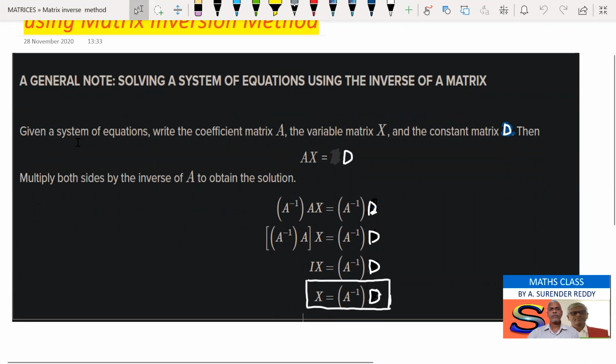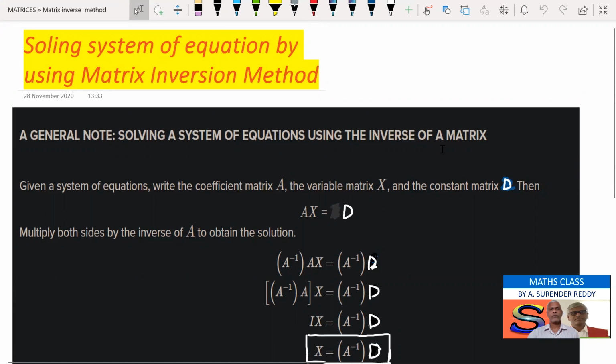So for a given system of simultaneous equations, we have to convert it into matrix equation. We learned in the previous class. Ax is equal to D is the matrix equation for the given system of simultaneous equations.